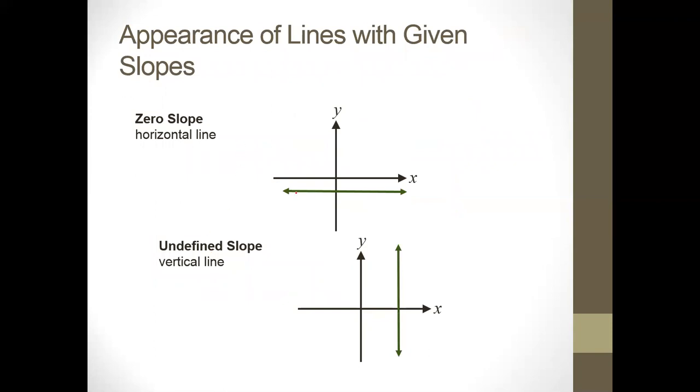And again, any horizontal line, a line that goes left to right, your slope is going to be 0. And every vertical line, if the line moves up and down, your slope is going to be undefined.